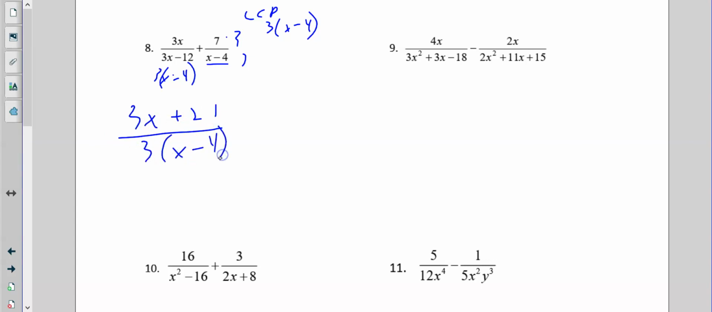Now here's one of those ones where I talked about at least previewing it. Notice the top, I can take a 3 out. Well, shoot, if I take a 3 out, then I will be able to cancel the 3's. I cannot cancel the 3's right now because that 3 is tied to the x and the plus 21. So I'm going to go one step further, factor a 3 out.